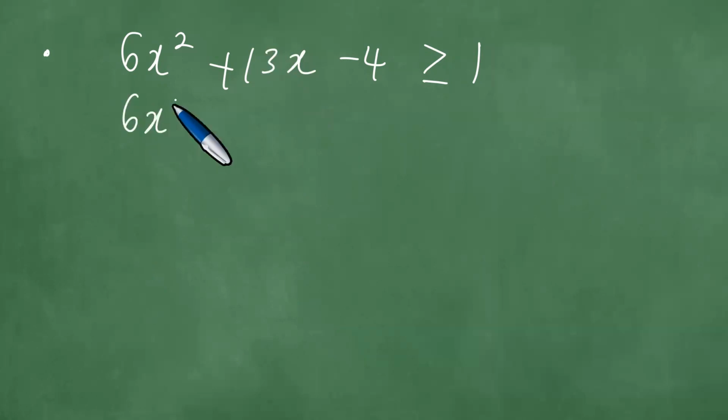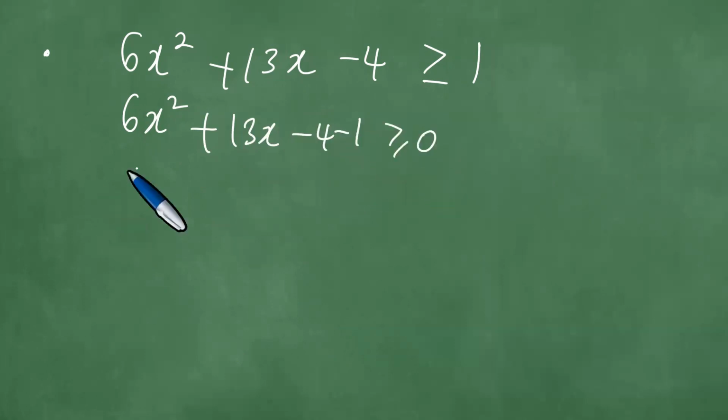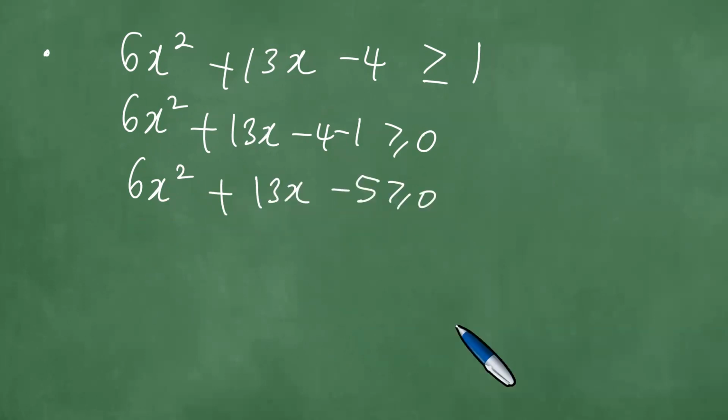Yes, we group like terms together. So grouping like terms together, we transpose 1 to the other side, making it a negative 1. And we have 6x squared plus 13x minus 5 is greater or equal to 0. To factorize this, we have two choices. If it doesn't easily factorize, we use the quadratic formula, but the quadratic formula is very long, or we use our usual method of factorization. This one is pretty straightforward, so we're good.